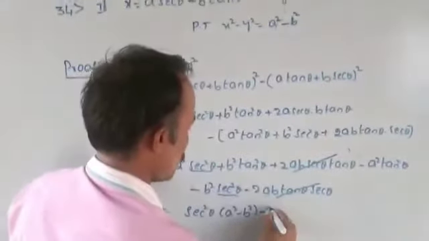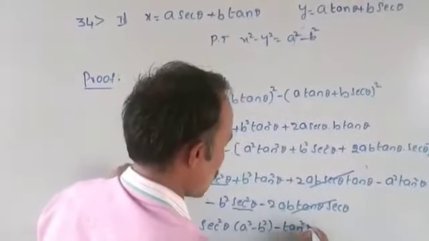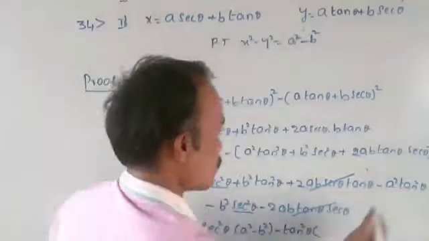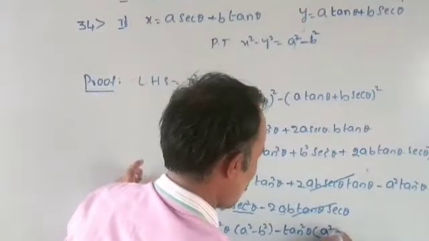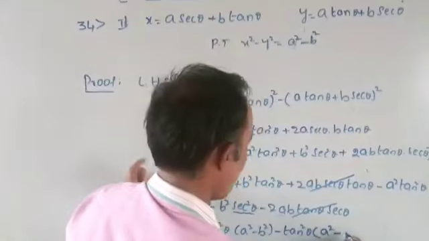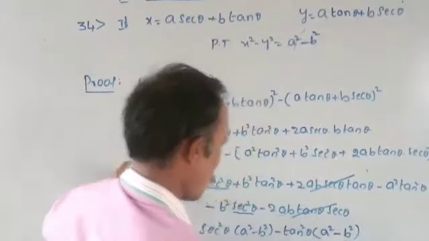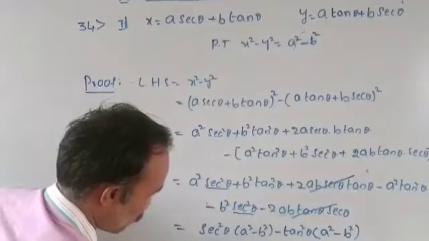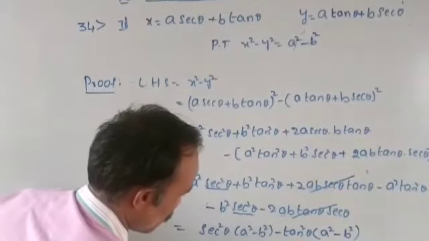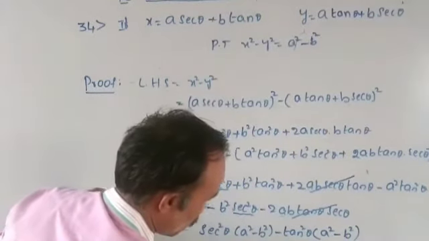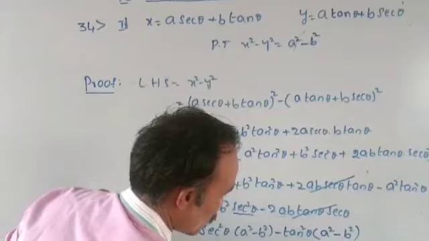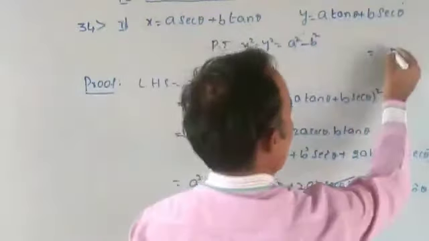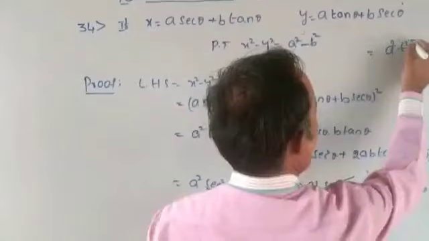So taking minus tan square theta as common, remaining here, rewrite the first term, a square. It will become minus, so minus b square. Next term, so a square minus b square as common, so remaining here secant square theta minus tan square theta. So this is equal to a square minus b square as it is.